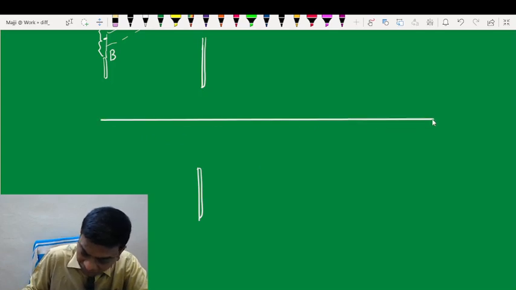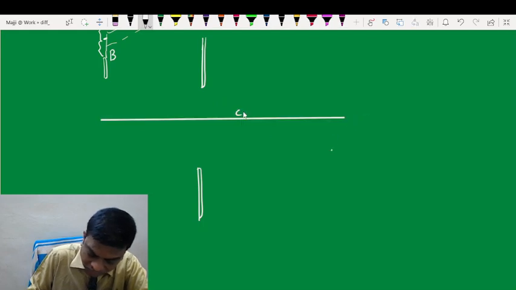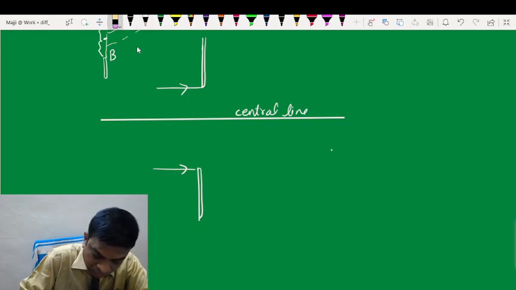This is the central line. Light is coming through this. Okay. Slightly I'll... Yeah, now it's okay.